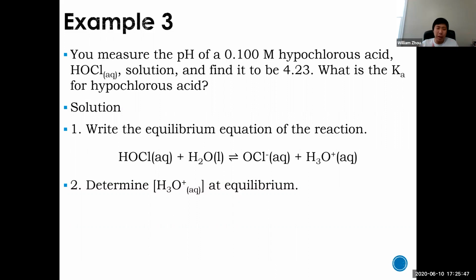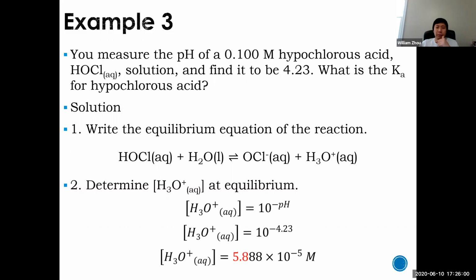So you write the equation: hypochlorous acid plus water, well, that's hypochlorite. You lose a hydrogen to water to become hydronium. So determine the concentration of H3O at equilibrium. If you remember math class from advanced functions, when you want to isolate for H3O, it is equal to 10 to the power of negative pH. And the pH is 4.23, so the answer should be 5.888 times 10 to the power of negative 5. That is the concentration of H3O.